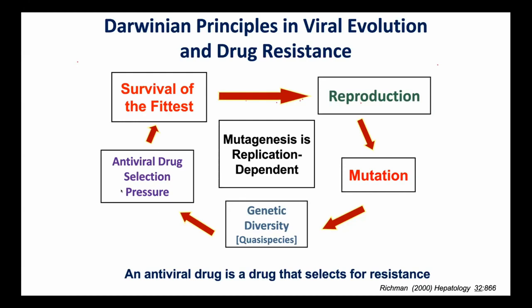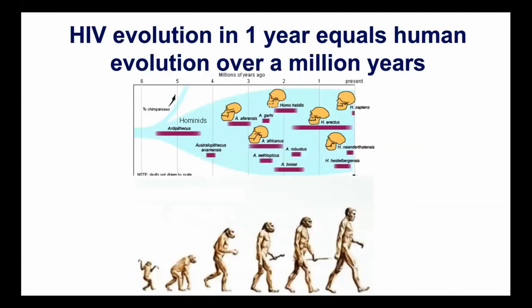With those genetic variants, in the presence of a selective pressure, like an antiviral drug, the more resistant viruses are more fit. Darwinian survival of the fittest, and they go on to reproduce in the presence of selective pressure. And this principle applies to monoclonal antibodies or immune responses, as we've seen with COVID over and over again. And as a result, HIV evolution in 1 year in one person equals all of human evolution over 1 million years, because of the higher magnitudes of reproduction and the higher error rate.